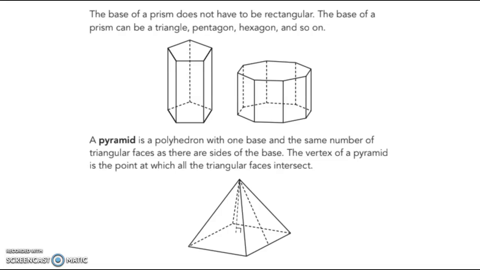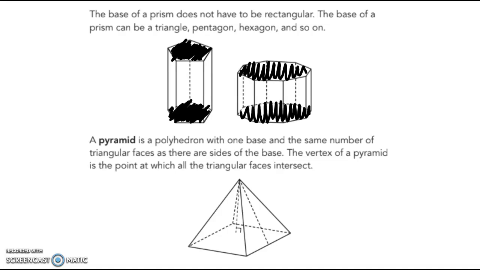So if you notice the first part on your notes, this is not here, but we're going to talk about it. The base of a prism does not have to be rectangular. The base of a prism can be a triangle, pentagon, hexagon, and so on. So if you look at the pictures of these prisms, they have different shapes. So this pentagon right here would be a base, and this pentagon down here would be a base. There's two of the bases. So this one is the base on this shape, and this one is the base on this shape.